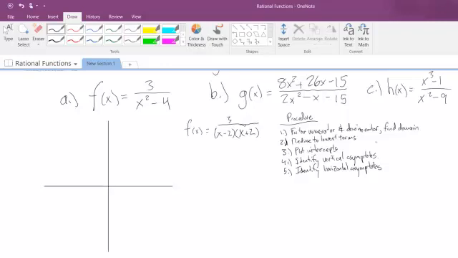Now it says find the domain. Well, as you recall, we can't have 0 in the denominator, and if x is 2, we're going to get a 0 here. 2 minus 2 is 0. Or if x is minus 2, we'll get a 0. So the domain is the set of all x values such that x is not equal to plus or minus 2. This is step 1 I'm doing. So step 1, domain: the set of all x such that x is not equal to plus or minus 2.